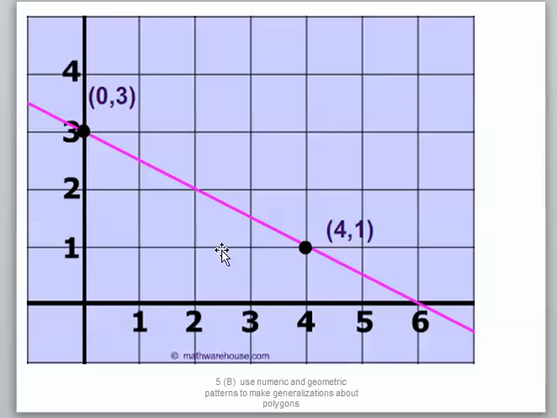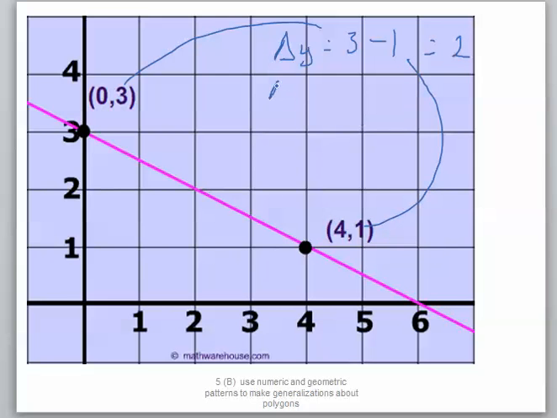You notice how this one's going down on the right? I'm expecting this to be a negative number, aren't I? So let's see if that's what we get when we do this. I'm going to find my change in my y values. So that's going to be 3 minus 1. Where did I get that? The 3 came from right there, and the 1 came from right there. 3 minus 1 is equal to 2.